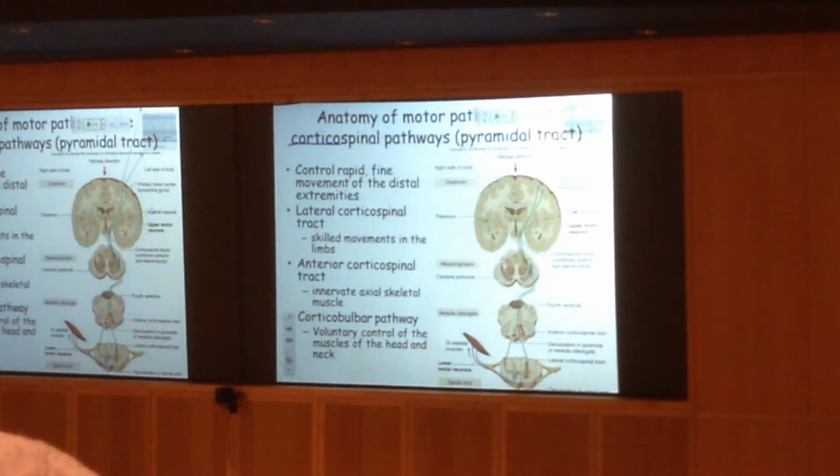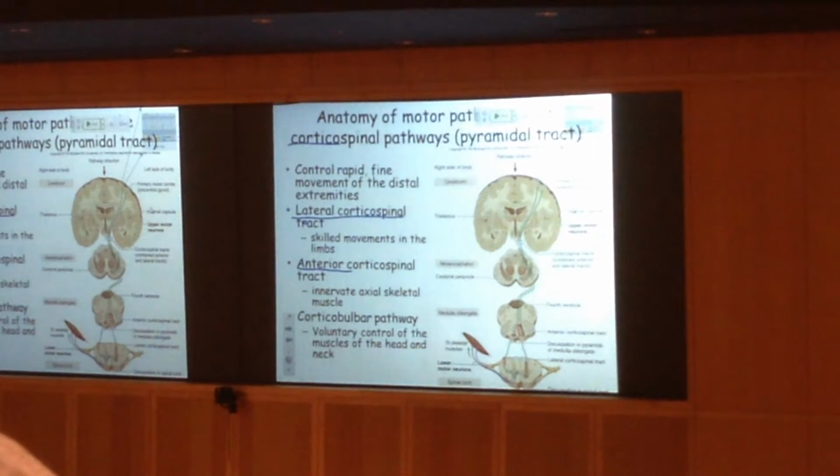Anyway, these tracts that originate from the primary motor cortex actually divide into 2 tracts. We have the lateral corticospinal tract, which is located and transmitted in the very lateral part of your spinal cord. We also have the anterior corticospinal tract, which is in the anterior part of your spinal cord. So they're kind of separated.